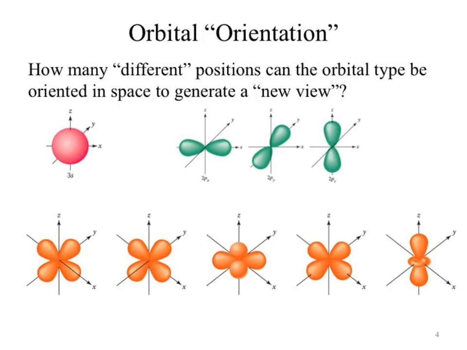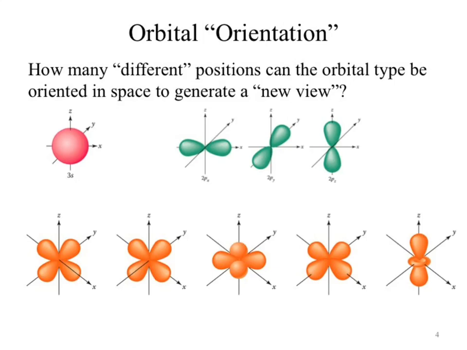What do you need to get out of this information? Number one, you need to be aware of the individual shapes and what results from those orientations. The ones I'm primarily concerned about are the S, P, and D. For your S orbitals, how many orientations do you get? 1. For your P orbitals, 3. For your D orbitals, 5.